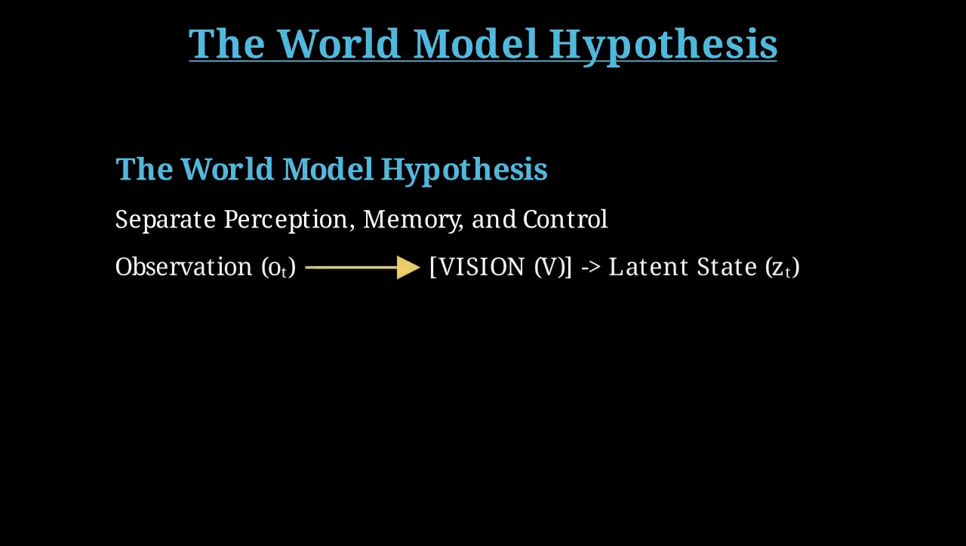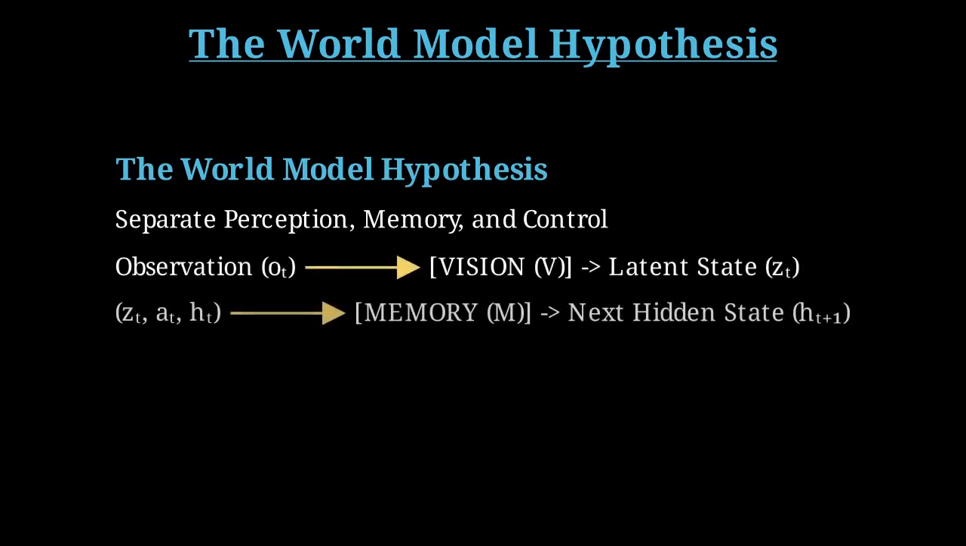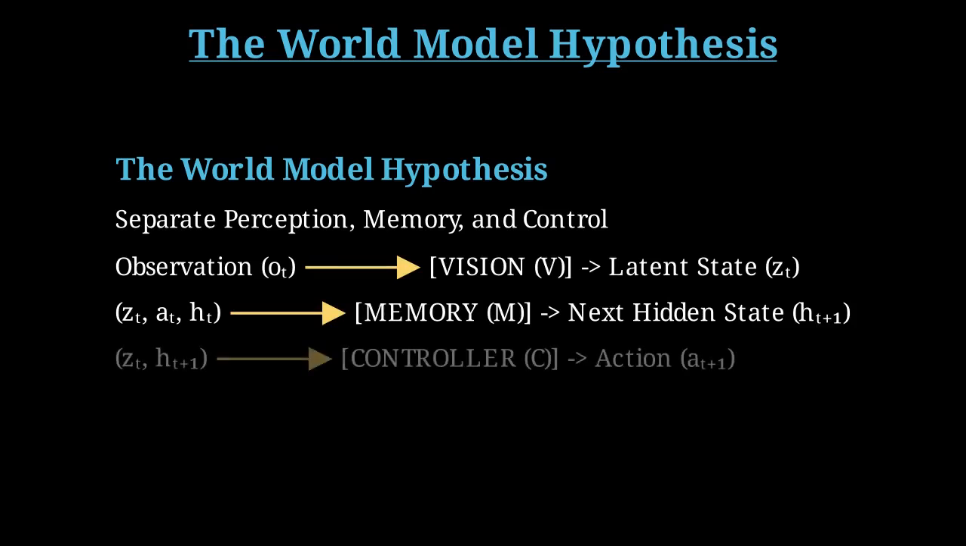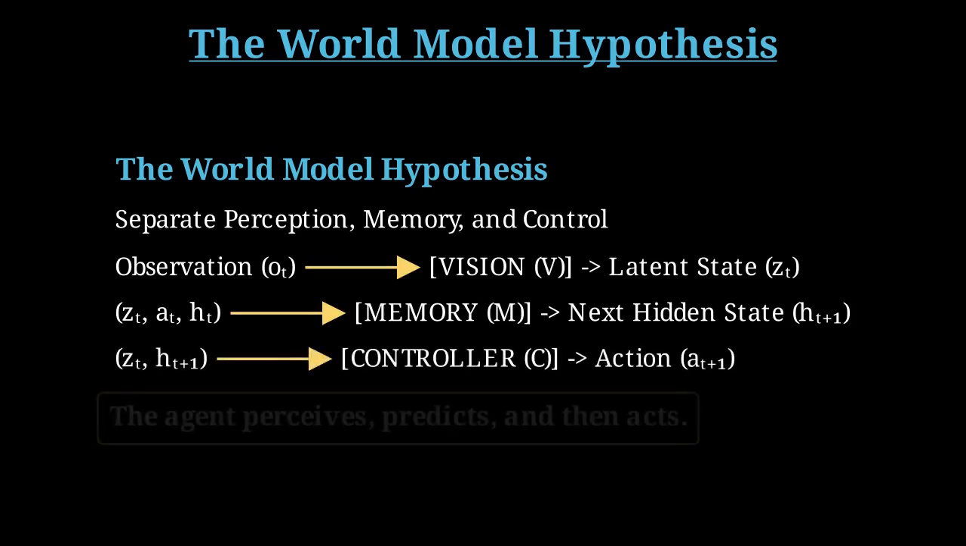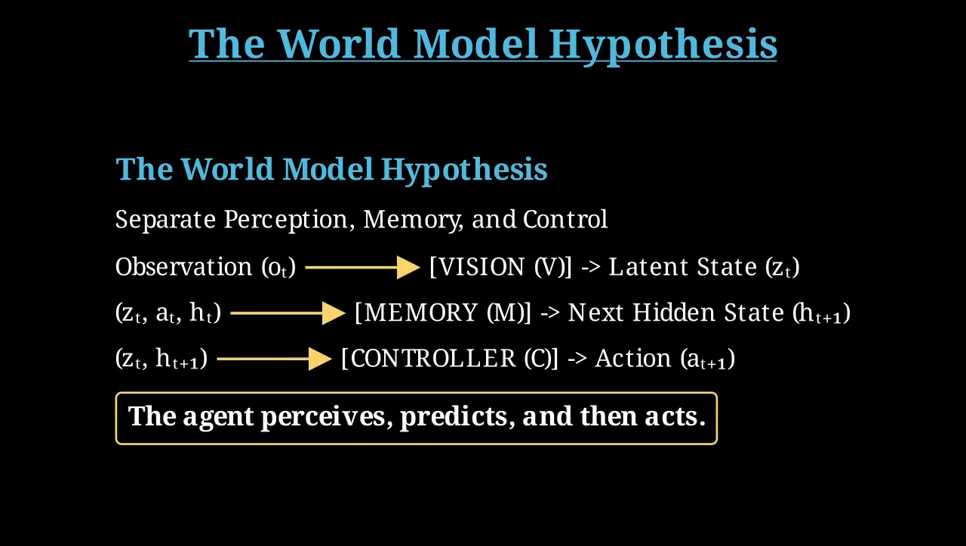The world model hypothesis, articulated by Ha and Schmidhuber, proposes a division of labor. Instead of one monolithic network, the agent is composed of three distinct components. First, a vision model compresses the raw, high-dimensional observations into a compact latent vector. Second, a memory model acts as the world model itself, predicting how this latent vector will evolve over time. Finally, a separate, and often very simple, controller makes decisions using the outputs of the vision and memory models. This separation is key to its success.